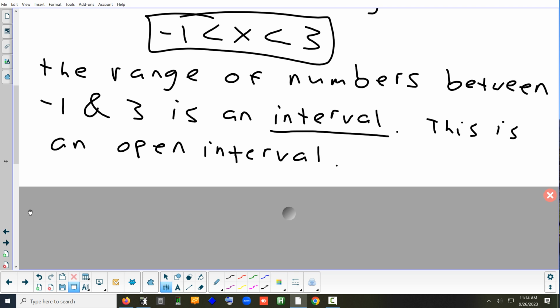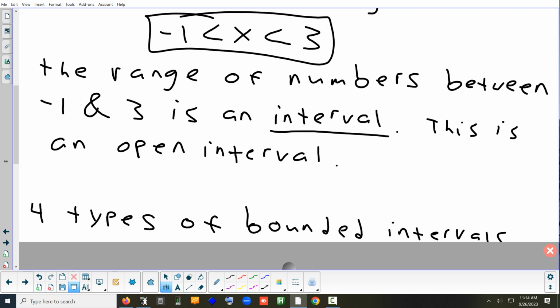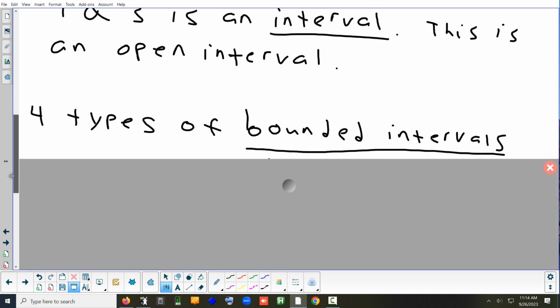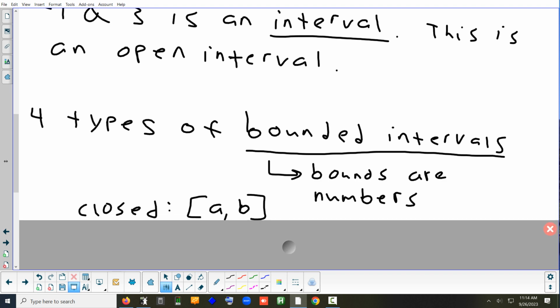So the idea of an interval being bounded means that the smallest value and the largest value are not infinities. Infinity is unbounded, never stops. When you have a bounded interval, you have an interval that starts at a number and stops at a number. Going to infinity is not bounded. So there's really 4 types of bounded intervals you can have. Bounded just means that the endpoints of the interval are numbers.